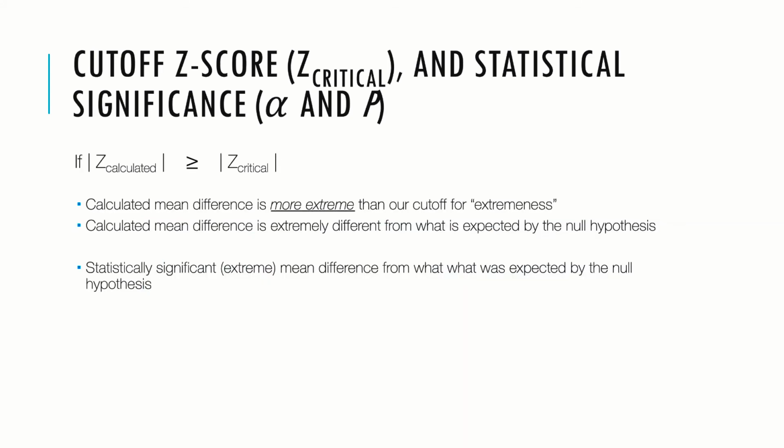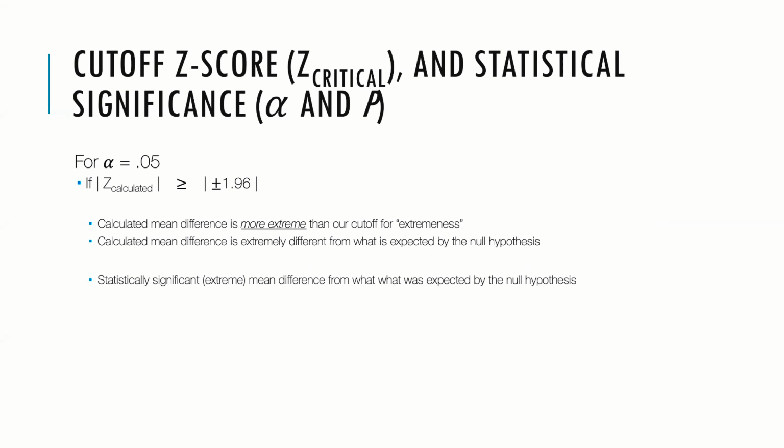If we have a z calculated that is greater than our z critical, then our calculated mean difference is more extreme than our cutoff for extremeness. Calculated mean difference is extremely different from what is expected by the null, and we can say that this is a statistically significant mean difference from what is expected by the null. We can talk about statistical significance in these next couple of slides. But first, let me plug in what we've had. We have an alpha of 0.05. That means our critical z value is going to be plus or minus 1.96.